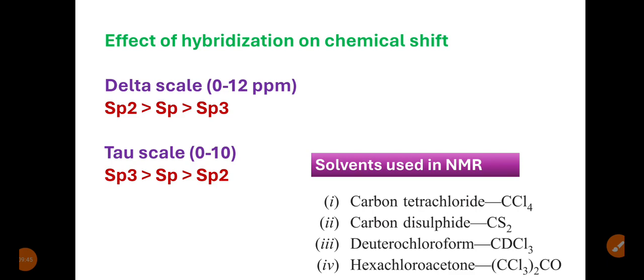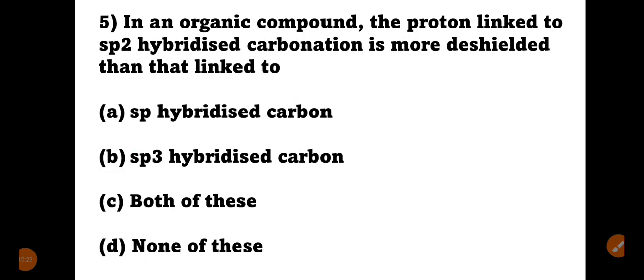So the effect of hybridization on chemical shift. Here the delta scale is 0 to 12 ppm. In the delta scale, sp2 gives a greater delta value, then sp, and then sp3. But that is totally opposite in the tau scale, because in the tau scale sp3 has higher values than sp and then sp2. So the delta scale and tau scale are totally reverse to each other. Okay, so that is clear, right? sp2 is greater than sp, and sp is greater than sp3.